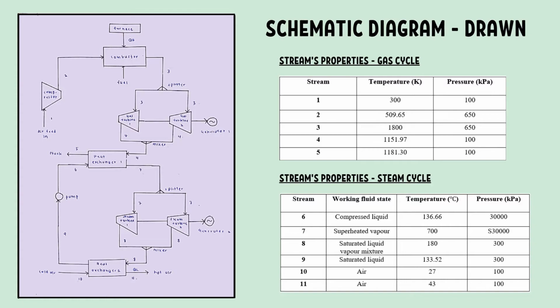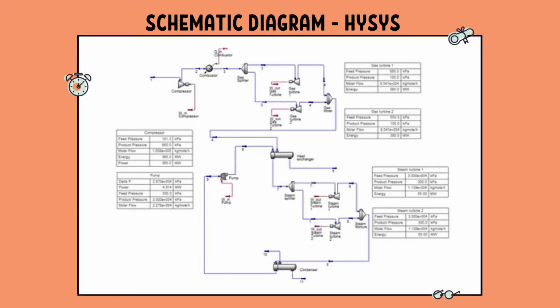After that, the stream will be transported to the steam turbines through a splitter. After entering the steam turbines, the energy will be used and the stream at liquid-vapor mixture state will be sent to the condenser, or heat exchanger 2, through a mixer at stream number 8. After exchanging heat with the surrounding air and cooling down, the stream will then be recycled back into the pump as saturated liquid. Here is the schematic diagram made using the block diagram in HYSYS.